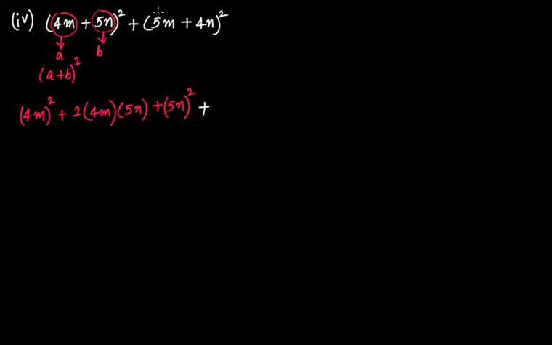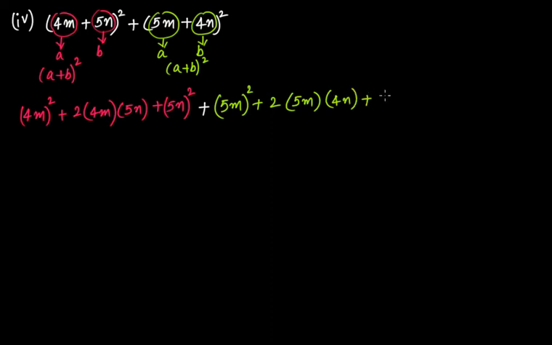Now in this one, think of this as a and this as b, and this is of the form again a plus b whole squared. So a squared means 5m whole squared plus 2 times a means 5m multiplied by b means 4n, plus b squared means 4n whole squared. Now this is again of the form a multiplied by b raised to the power of n is equal to a raised to the power of n multiplied by b raised to the power of n.